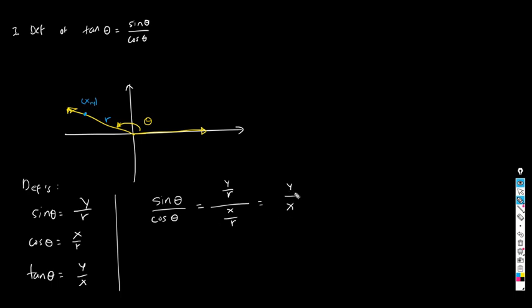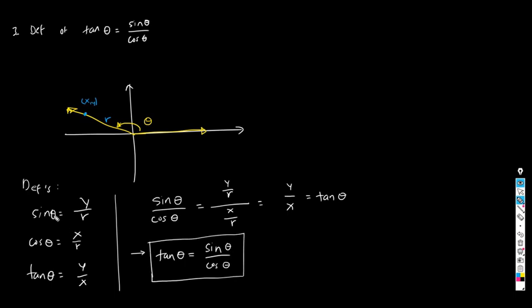Make sure about this. Okay? All right. So basically, sine of theta over cosine of theta is equal to y over x, which is equal to tangent of theta. There you go. So basically, we have demonstrated that the tangent of an angle theta can also be written as the ratio, or the division, of sine of theta over cosine of theta, and that's always valid according to these definitions. This is true.